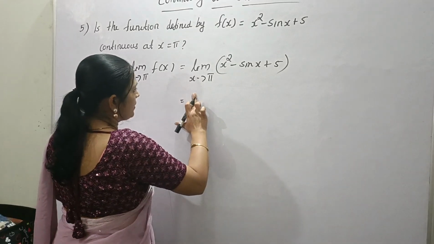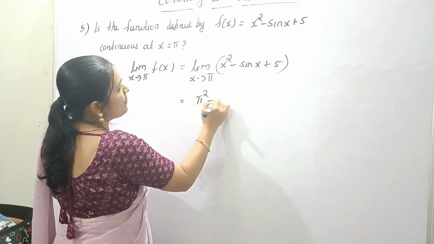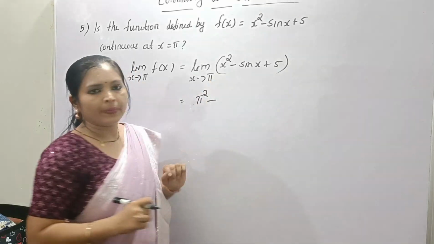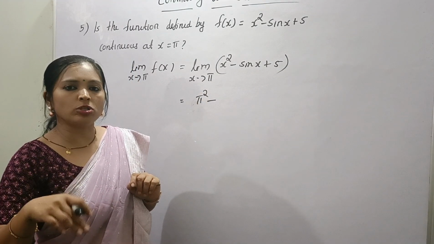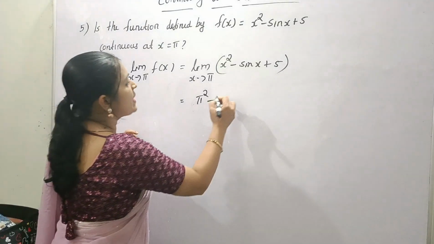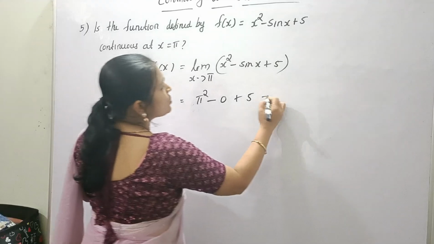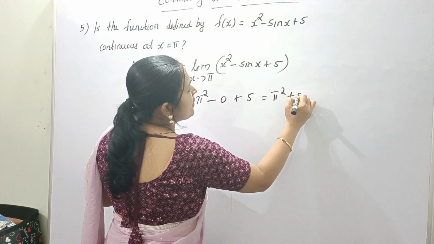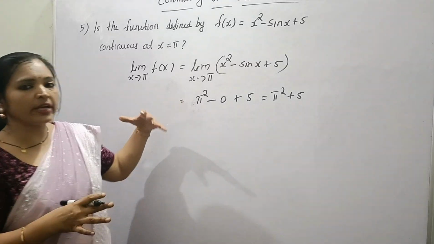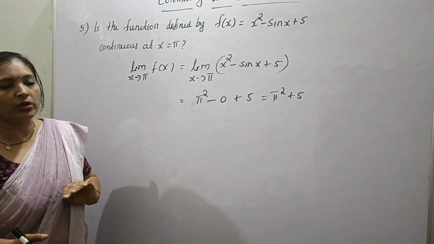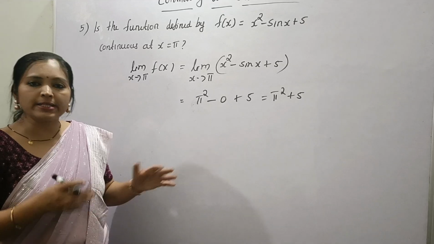What will you get? Pi square minus sin pi. Sin pi is 0, cos pi is minus 1. Sin pi is 0, plus 5. So pi square plus 5. Next we have to check whether the given function is continuous or not, right? For that we need to find the value of the function, that is f of pi.